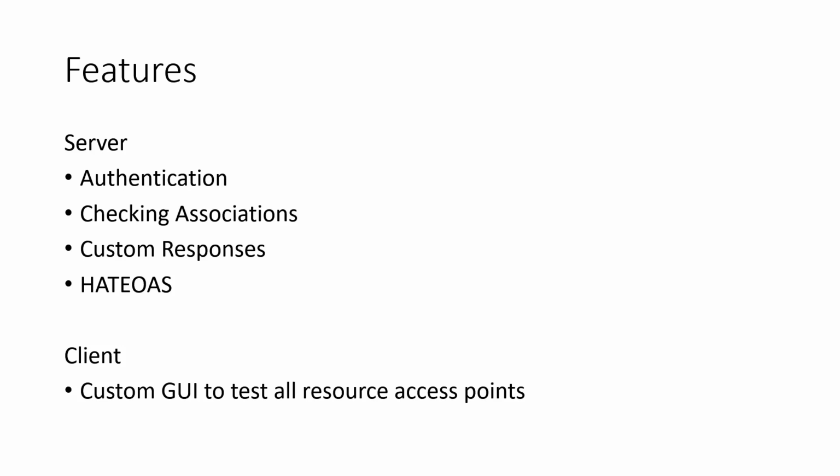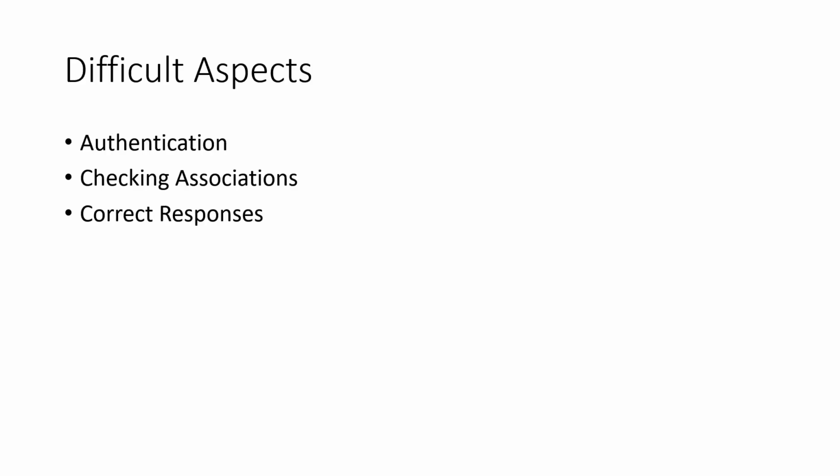I've also used HATEOAS, which basically means that the resources themselves, when they're retrieved, come with useful links. They come with a link to themselves, so a customer would have a link to itself, maybe like customer/1, and then a customer might also have a link to the accounts associated with that customer, maybe customers/1/accounts, and so on.